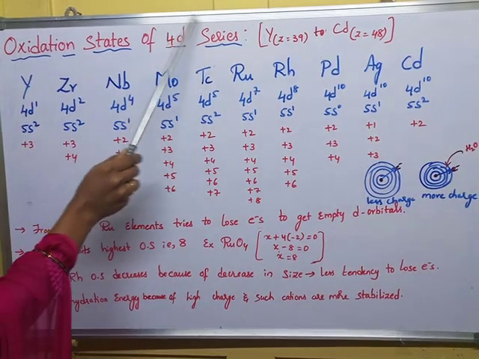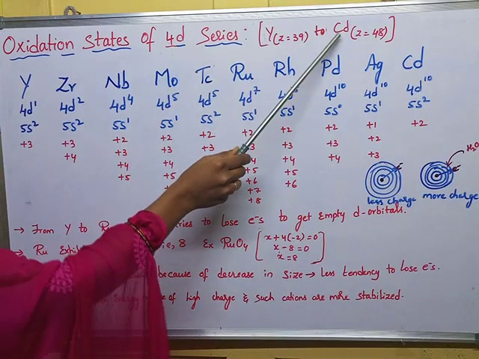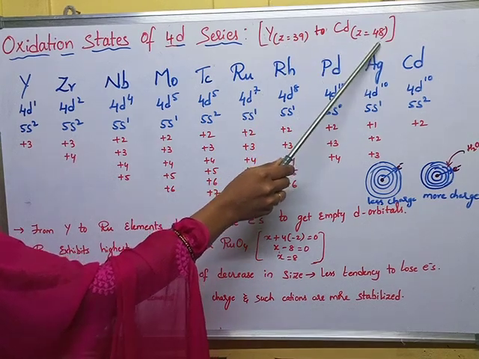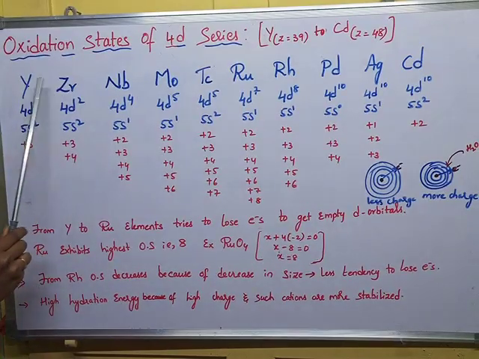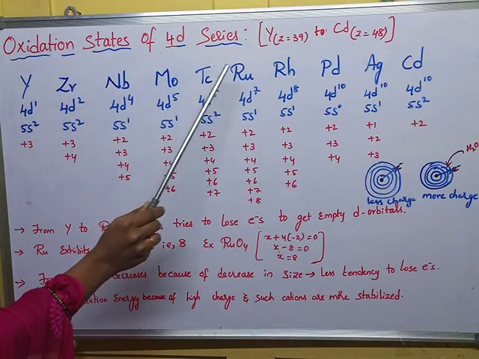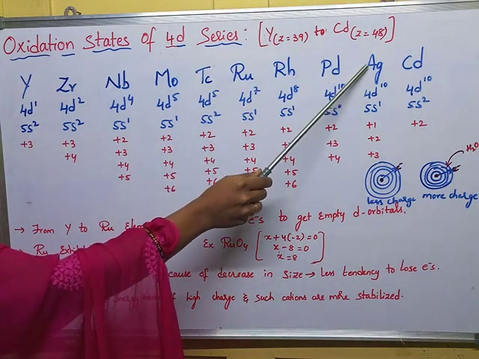Okay, so 4d series consists of 10 elements, from yttrium to cadmium. Yttrium, atomic number 39, to cadmium, atomic number 48. Firstly, I'm writing the elements: yttrium, zirconium, niobium, molybdenum, technetium, ruthenium, rhodium, palladium, silver and cadmium.